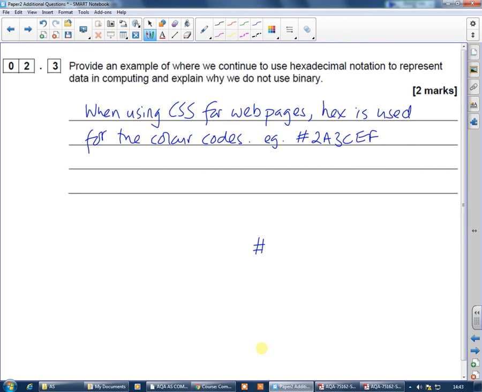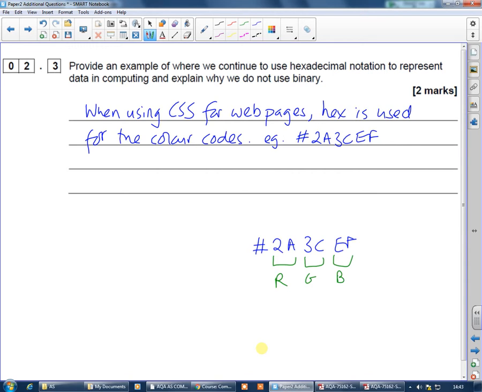So if I had that 2A, 3C, EF, it actually represents red, green and blue. So that's a red bit, that's a green bit. So it's an RGB colour. And these actually represent binary. If we were writing this in full binary, remember each of these are nibbles. So how many fours would I have? I'd have 6 fours, so that would be 24 bits. So instead of writing 24 bits, I could write hex. And that's the answer to the second part of the question.